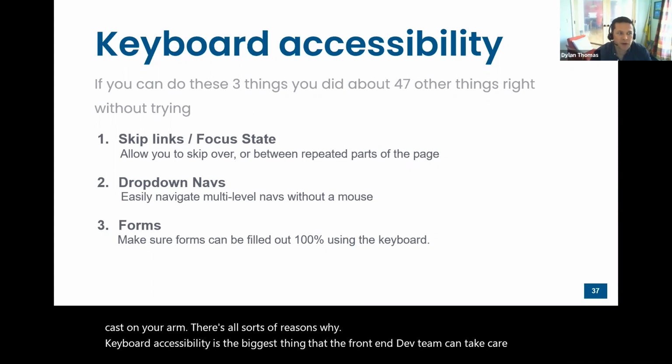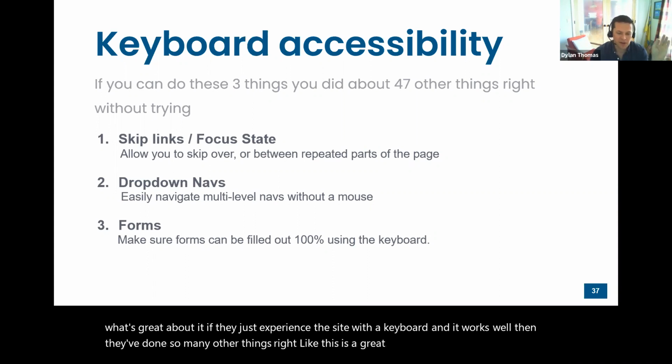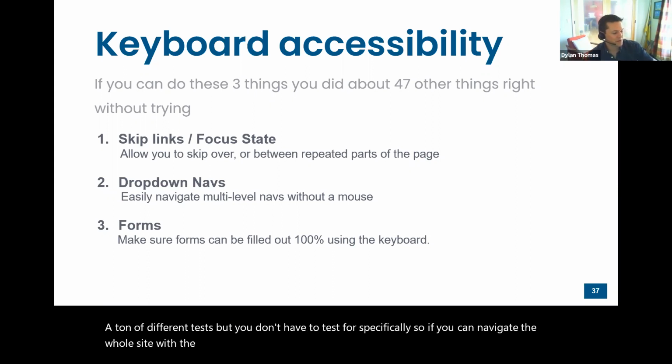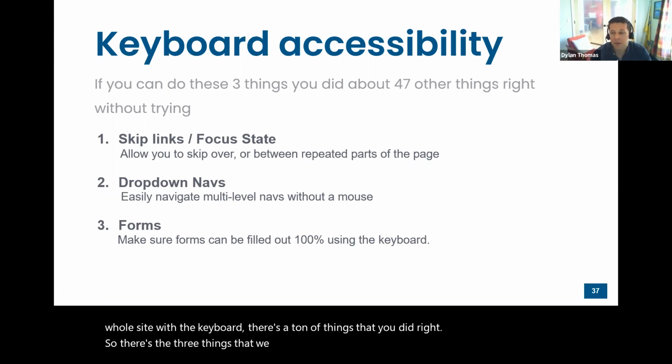And what's great about it is if they just experience the site with a keyboard and it works well, then they've done so many other things right. This is a great way to functionally cut through a ton of different tests that you don't have to test for specifically. So if you can navigate the whole site with a keyboard, there's a ton of things that you did right. So the 3 things that we always look for are skip link and focus state, drop-down navigations, and forms.